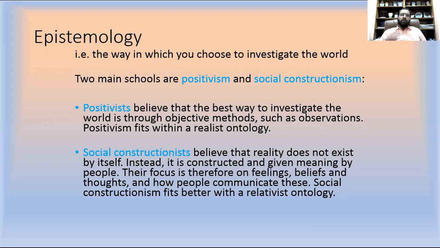Two main schools are there in epistemology, called positivism and social constructivism. The positivist approach believes that the best way to investigate the world is through objective methods such as observations. Positivism fits within a realist ontology. As we talked about the four various kinds of ontologies, the first one is the realist ontology, and there we believe in experiments. We need to know exactly how the facts will work, and we have an understanding of what the reality is in the given mini world.